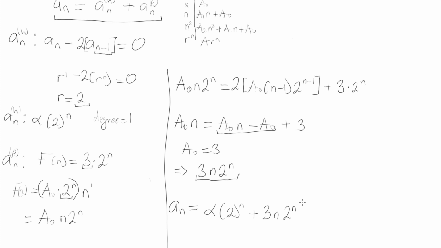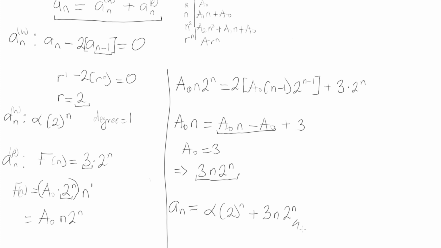We weren't provided with the initial values, but if you were provided with initial values, you could choose to input them and find each individual constant, which is just in this case alpha. But we're not given any value, so we could stop here. So this is our solution.